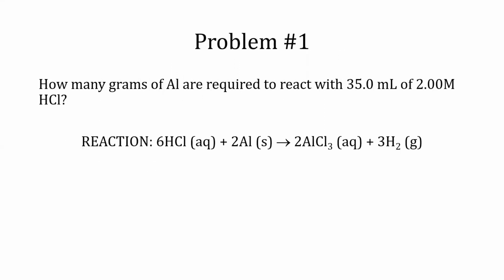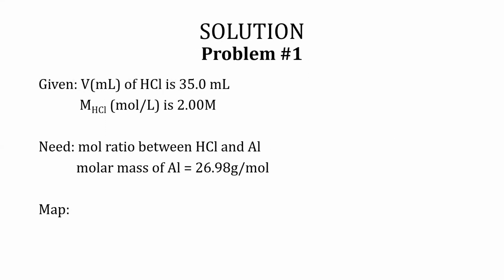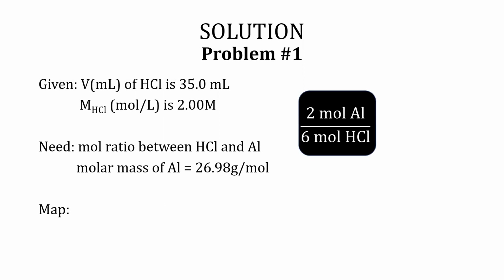Problem 1 is, how many grams of Al are required to react with 35.0 mL of 2 molar HCl? The reaction is 6 HCl plus 2 Al forms 2 AlCl3 plus 3 H2. It is given that the volume of HCl is 35 milliliters and the molarity of HCl is 2 molar. One needs the mole ratio between HCl and Al, which is 2 moles of Al per 6 moles of HCl, and the molar mass of Al is 26.98 grams per mole of Al.